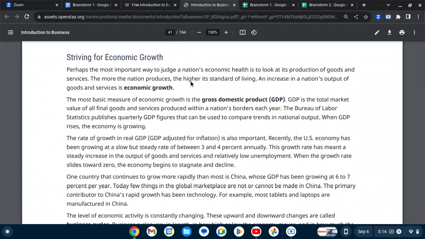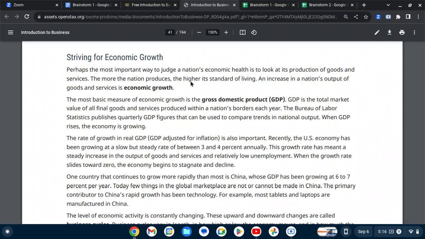Striving for economic growth. Perhaps the most important way to judge a nation's economic health is to look at its production of goods and services. The more the nation produces, the higher its standard of living. An increase in a nation's output of goods and services is economic growth. The most basic measure of economic growth is the gross domestic product. GDP is the total market value of all final goods and services produced within a nation's borders each year.